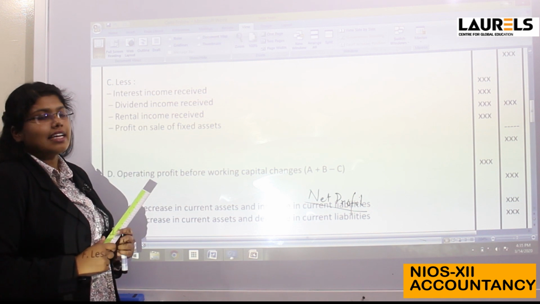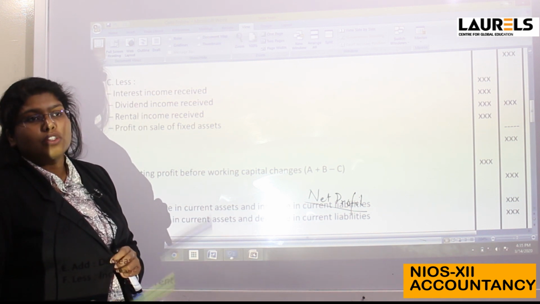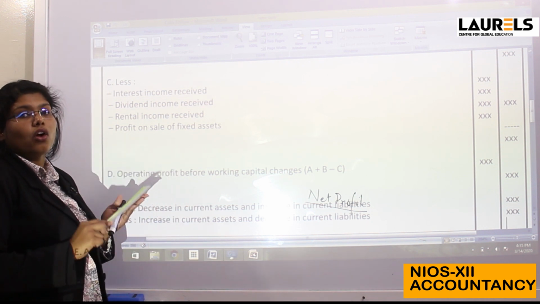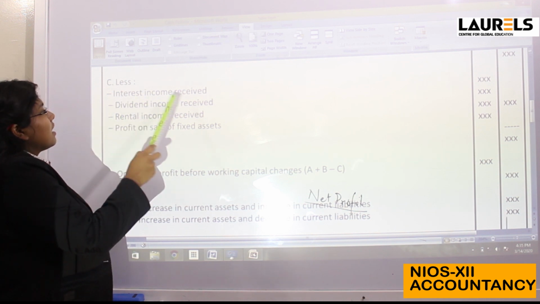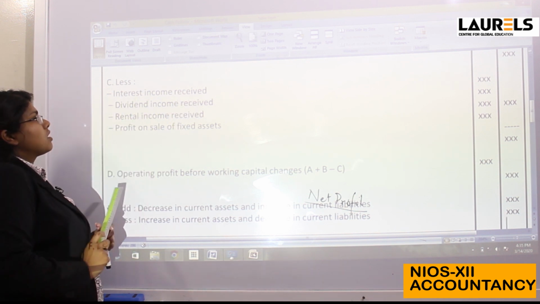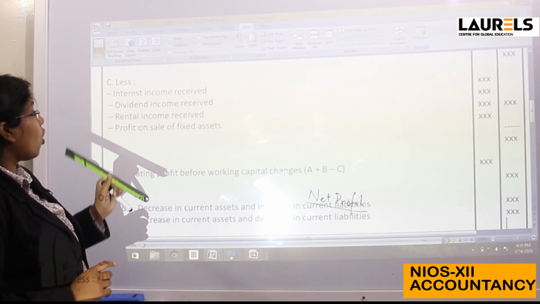So we saw the added items. Now we have the less items. These were the items that were added in your profit and loss account to arrive at the net profit. So here we minus them because they are non-cash items. They are interest income received, dividend income received, rental income received, profit on sale of fixed assets. All these things are non-cash or non-operating items.